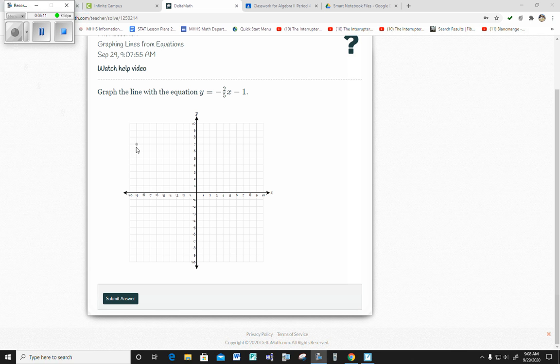I'm just going to add an example for you guys in doing this in Delta Math. So again, the first thing you do is the y-intercept, which is -1, and you click and it puts a dot. Then it's waiting for you to put the second dot, and you get that from the slope. So the slope is -2/5. I'm going to choose to put the negative on top. So it says go down 2, run 5. 1, 2, 3, 4, 5, and then you click again for the second point. And there's the line. Then you'd hit submit answer.